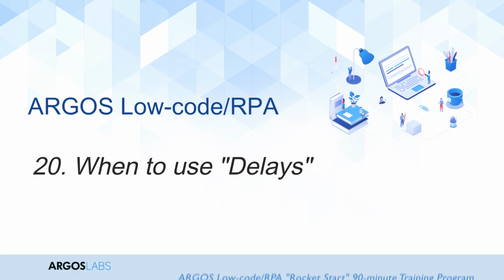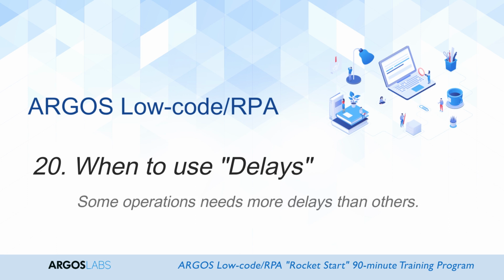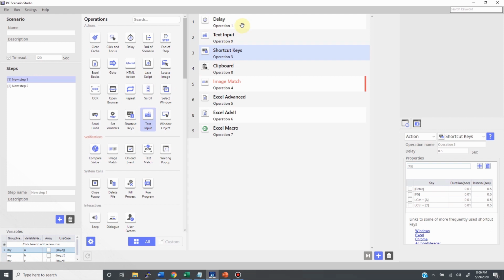In this video, we will talk about delays. As an automation scenario developer, you may have noticed some operations require more delays than others. Using delays in the right way will significantly increase the reliability of your automation. There are several options to insert delay with Stew. I will use this sample scenario to explain them.